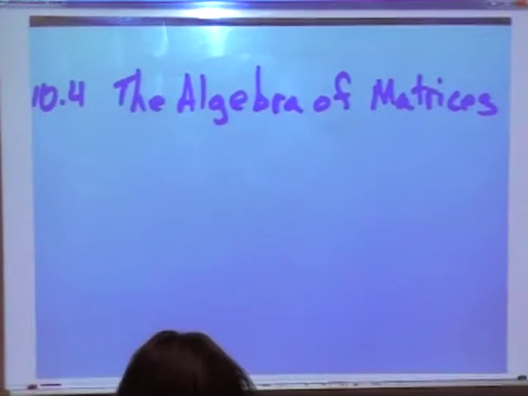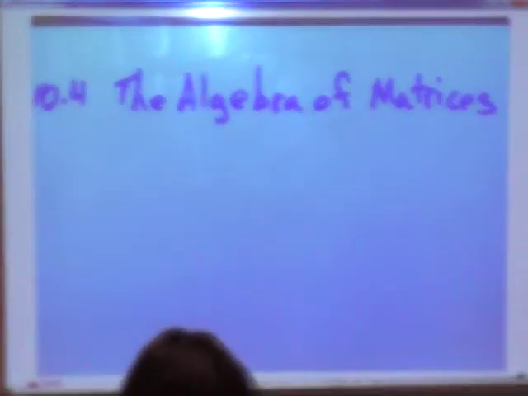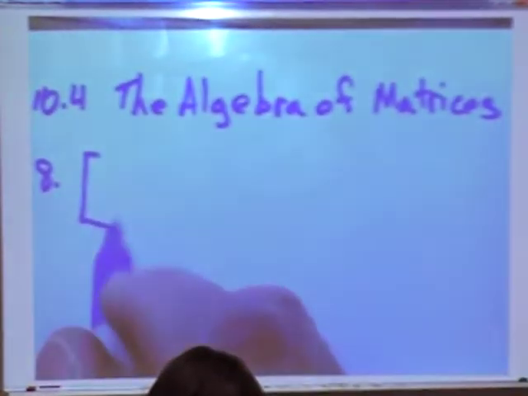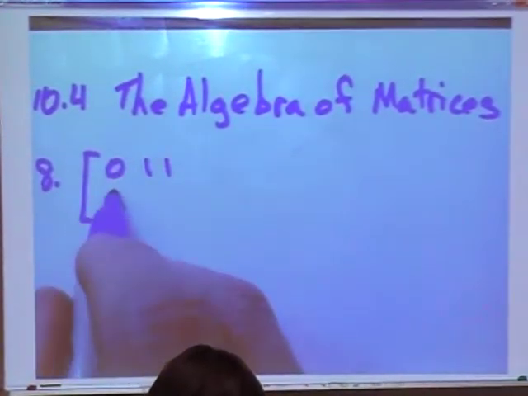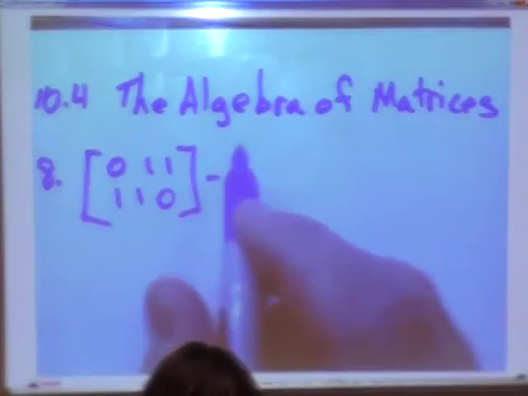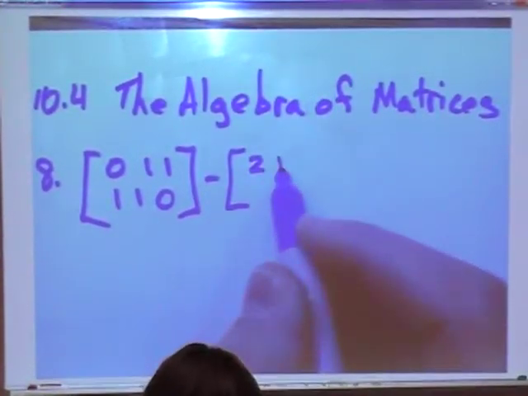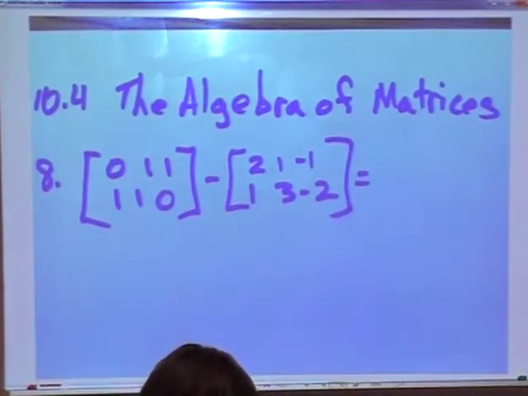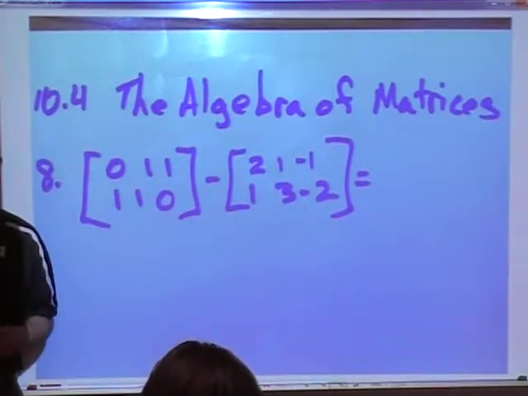Okay. First thing I want to do is make sure we do some basic stuff. So this is number 8. This is the addition, subtraction of matrices: 0, 1, 1, 1, 1, 0, minus 2, 1, negative 1, 1, 3, negative 2. Okay, so some basics, and that's really all today is about, doing some basics with matrices.